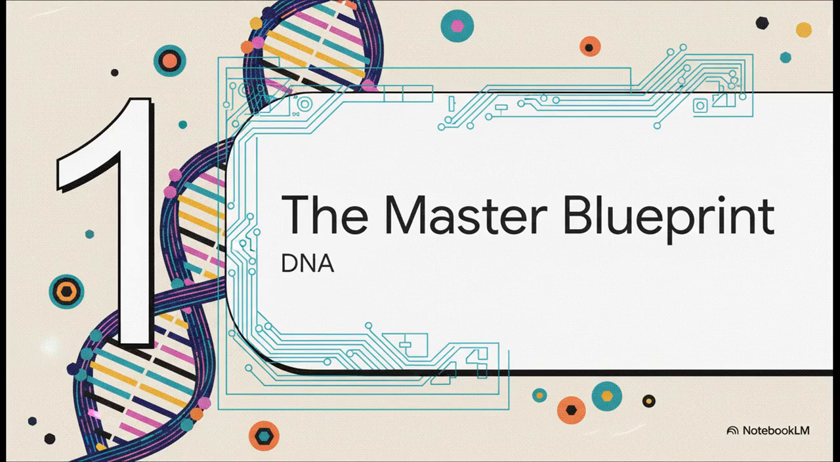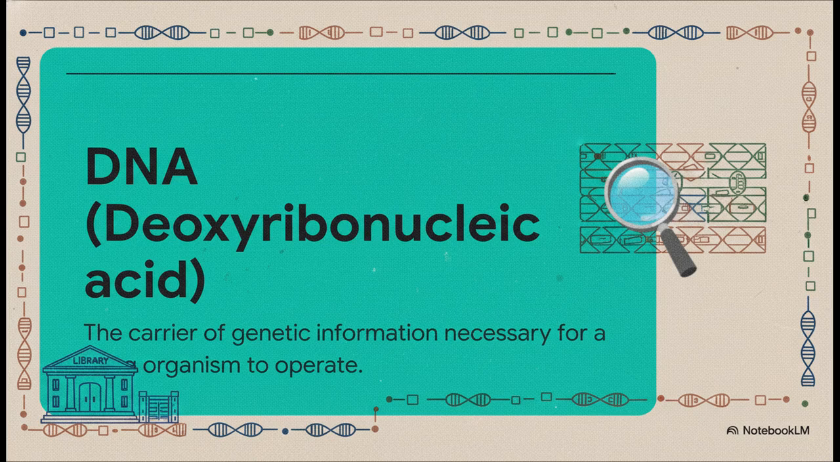Okay, so our journey starts in the most protected part of the cell, with the master plan itself. And listen, this isn't some rough sketch or a first draft. We're talking about the meticulously detailed master blueprint for absolutely everything the cell will ever need to do or build. And its name? DNA.